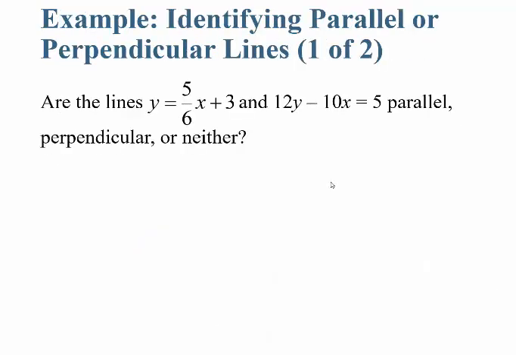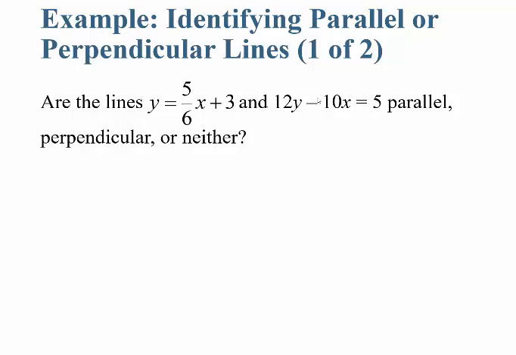All right, let's work another example. Let's take two lines. The first line is y is equal to 5/6 x plus 3. Now the slope is a fraction here, because the value in front of the x is the slope. And the second line is 12y minus 10x is equal to 5. Are they parallel, perpendicular, or neither?